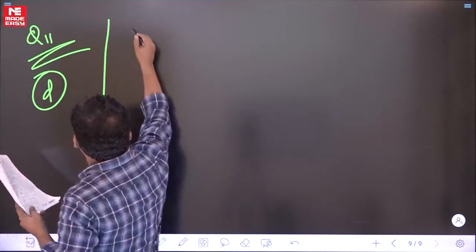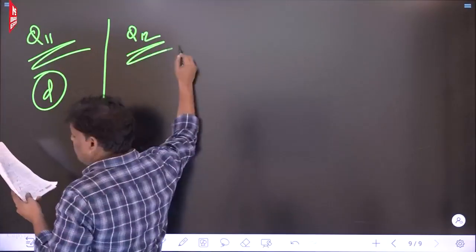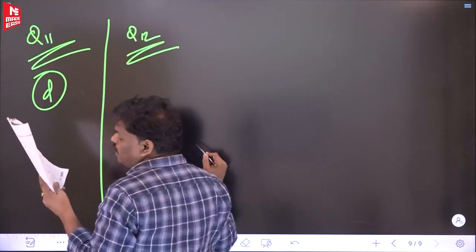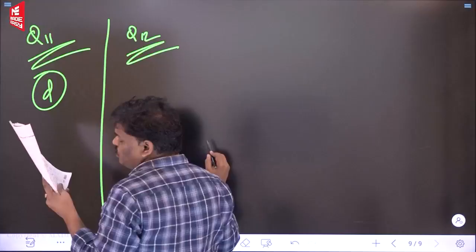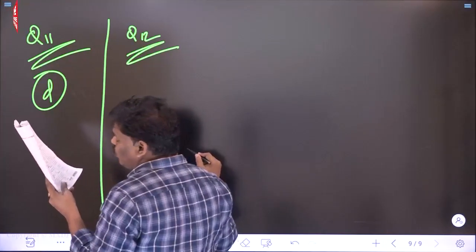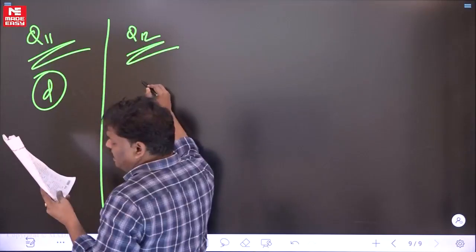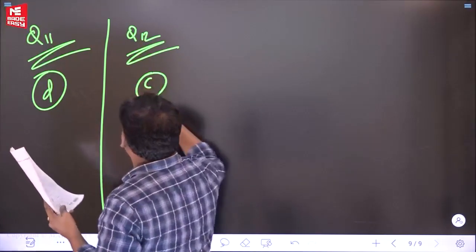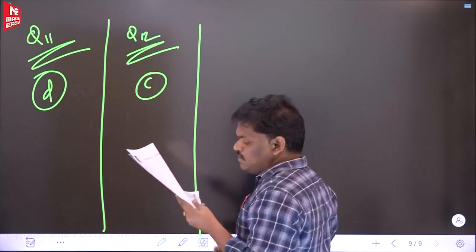Question number 12. What is the answer? The worst case time complexity of quicksort on n elements with the median selected as pivot. If you take the median as pivot, it will divide into exactly two parts. It is asking worst case, it will always take n log n time, because you are selecting the median as pivot. What is the answer? C. Question number 12, answer is C.